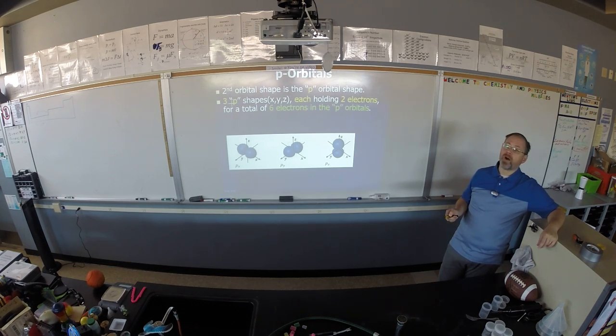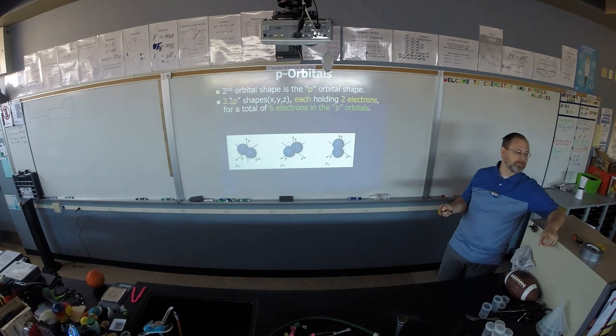Look at boron. Boron is in 2p. How far over? 1. Boron is 2p1. Carbon is 2p2. Nitrogen is 2p3. Oxygen is 2p4. And fluorine, 2p5. And then poor neon is 2p6. Level 2, p block, 6 over. 2p1, 2p2, 2p3, 2p4, 2p5, 2p6.